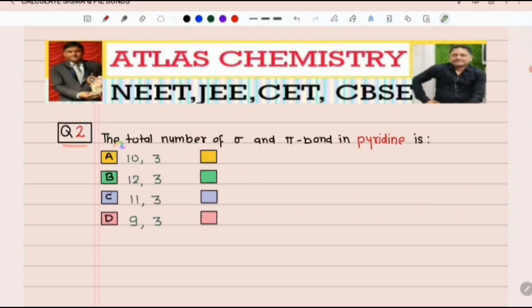Question number 2. The total number of sigma bond and pi bond in pyridine is. Options are 10, 3; 12, 3; 11, 3; 9, 3. So first of all we have to see what the structure of pyridine is.